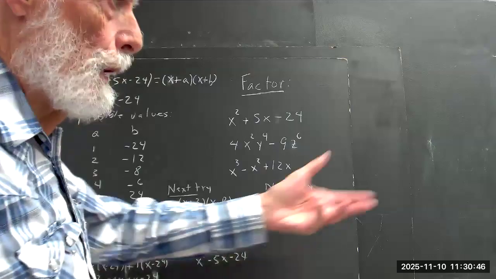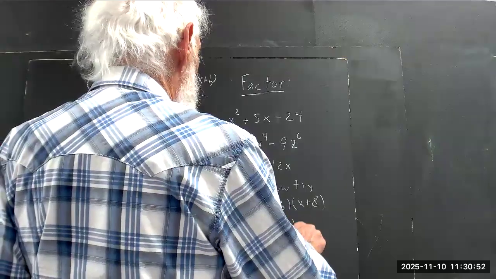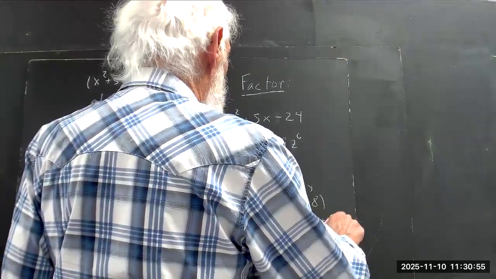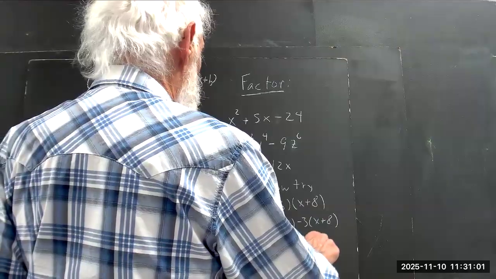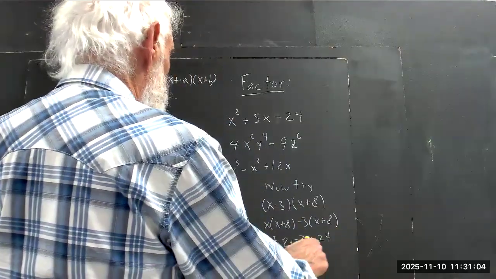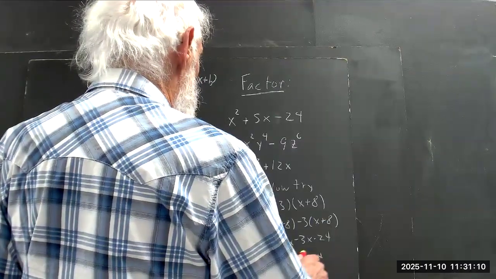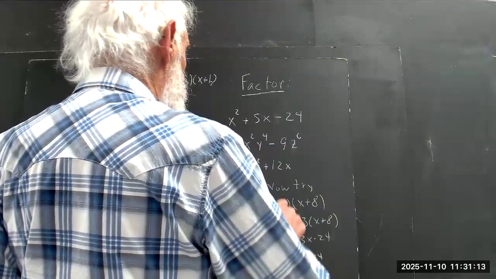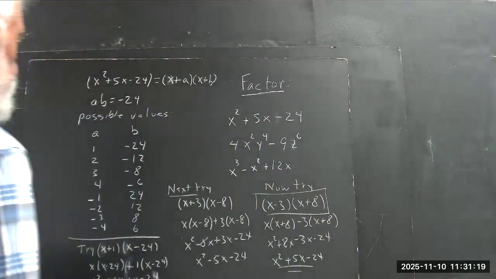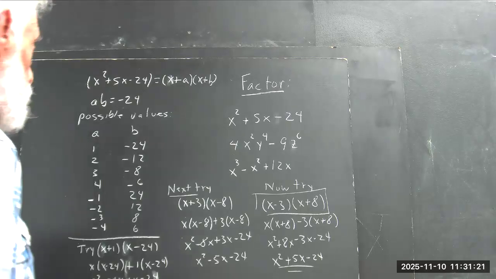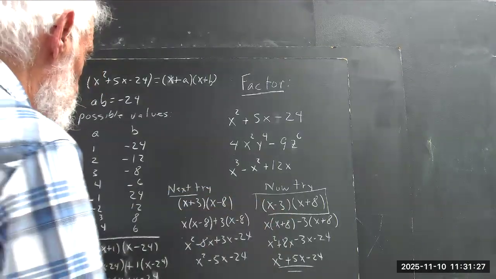Now let's try x minus 3 times x plus 8. It's going to give us x times (x plus 8) minus 3 times (x plus 8), which gives x squared plus 8x minus 3x minus 24. 8x and minus 3x is 5x. So this one checks. So here's our solution. And we could draw the conclusion then that x squared plus 5x minus 24 equals (x minus 3) times (x plus 8).